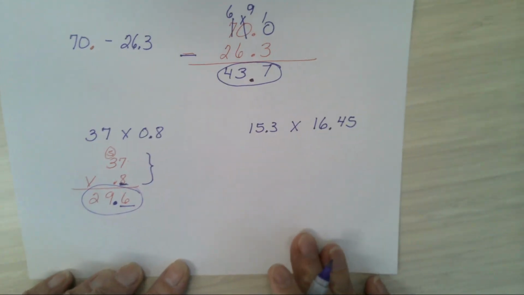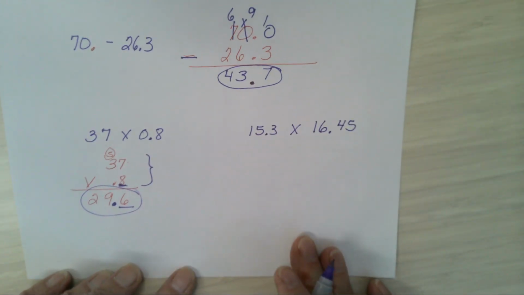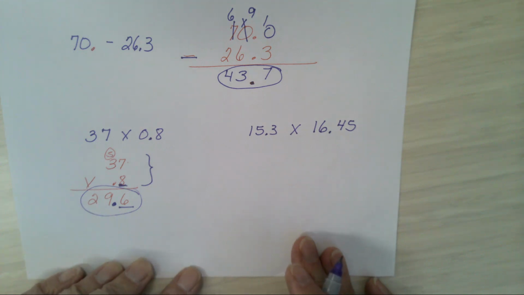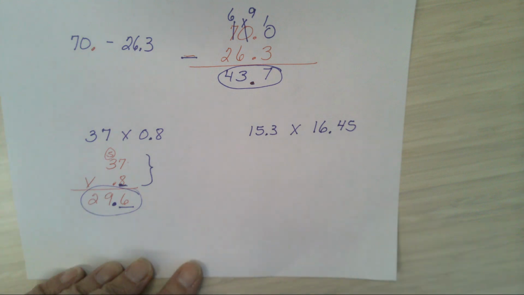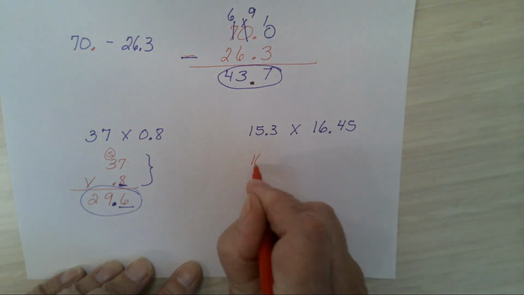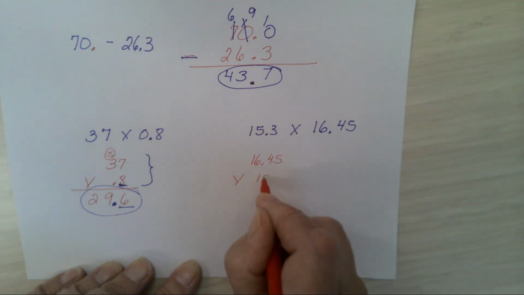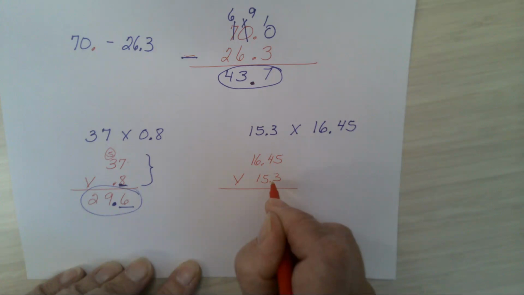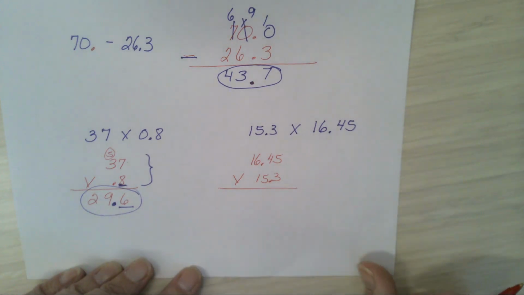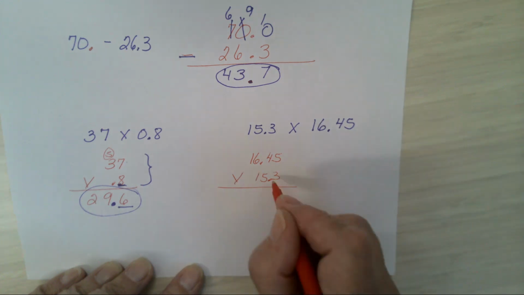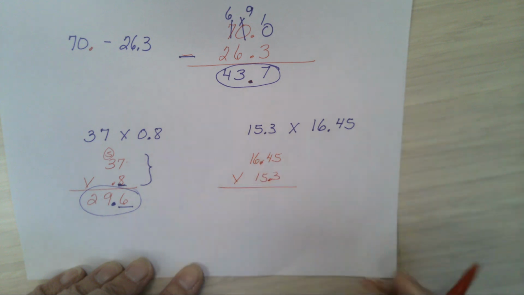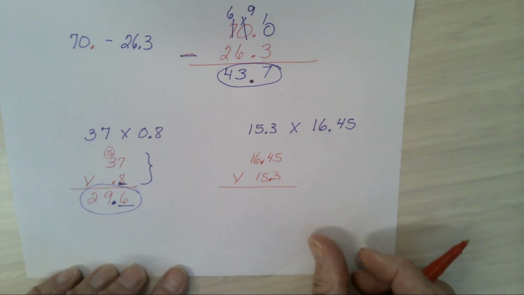Okay. Now, I put the number with the most digits at the top. It doesn't matter which ones you do, but I like to put the number with the most on top because I don't think you have to work as hard. So I'm going to write 16 and 45 hundredths times 15.3. Kids, you do not line your decimal points up when you multiply. Only when you add and subtract. So you don't line them up when you multiply.